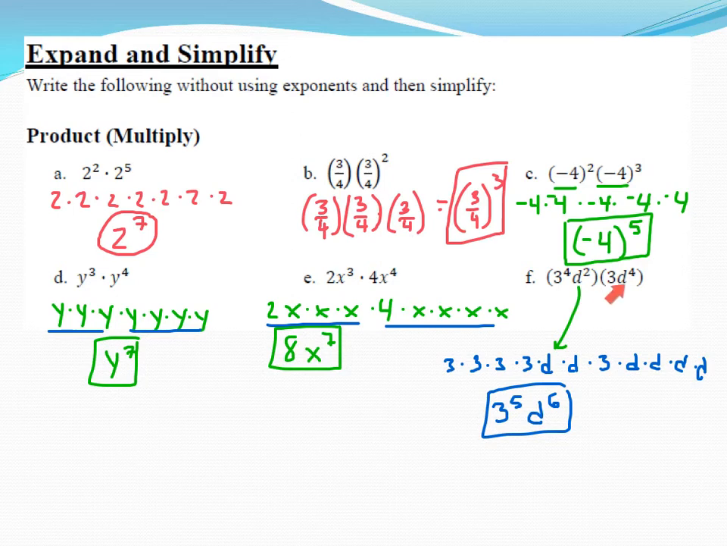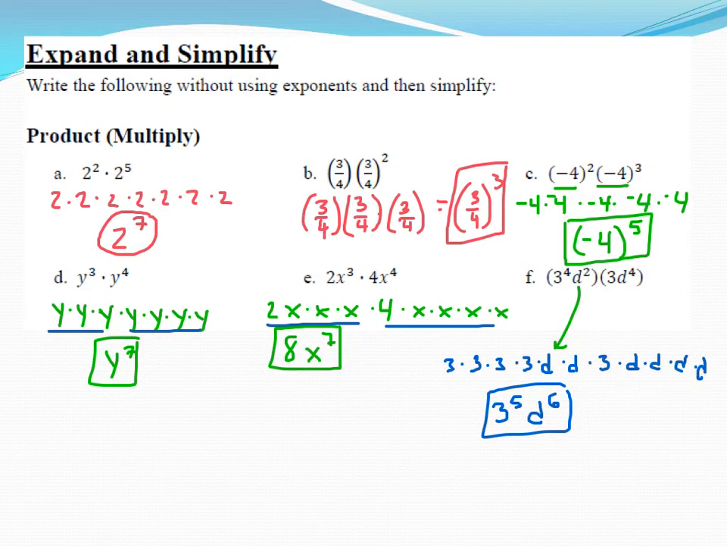And the last one, F, is a tricky one. Here we got 3's, we got d's as well. So what I did is I expanded this one out. 3 to the 4th is 4 3's. D squared is 2 d's. 3 by itself, and then d to the 4th would be 4 d's multiplied together.